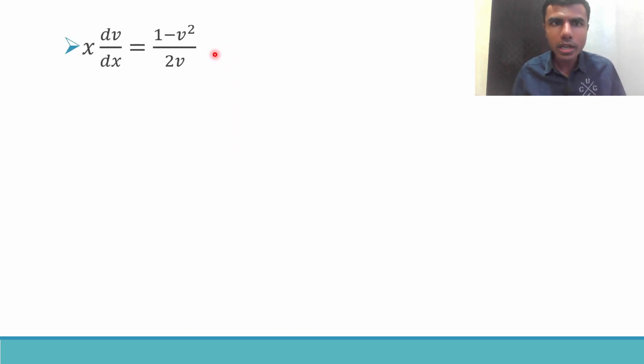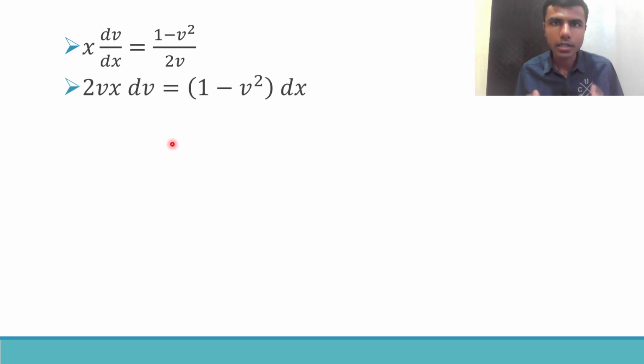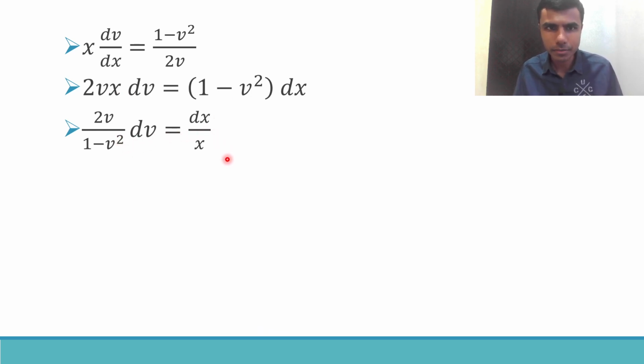Now I'm just going to do some basic cross multiplication. This 2v would go here and this dx would go there. This is what I get. Now I want to put all the terms that contain v on one side and all the terms which contain x on the other side. I want dx and x on one side, and likewise I want this 1 minus v square on the other side. With that in mind, I'm going to send this 1 minus v square here and x here. So I'd get 2v by 1 minus v square into dv is equal to dx by x.